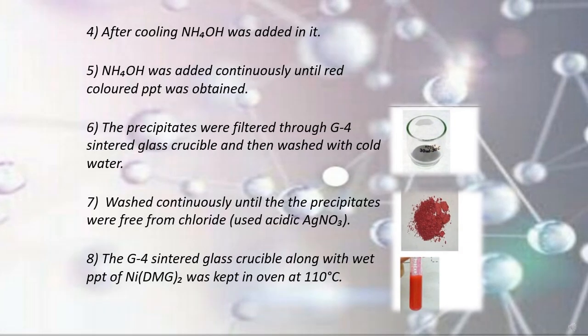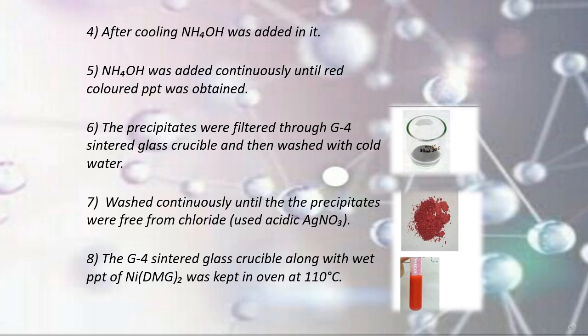After cooling, ammonium hydroxide was added to it. Ammonium hydroxide was added continuously until a red colored precipitate was obtained. The precipitates were filtered through a G4 sintered glass crucible and then washed with cold water. Washing was continued until the precipitate was free from chloride, tested using acidic silver nitrate.